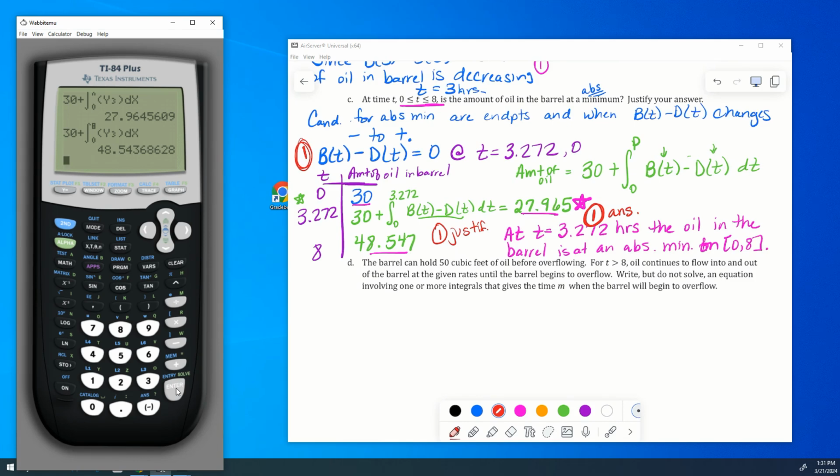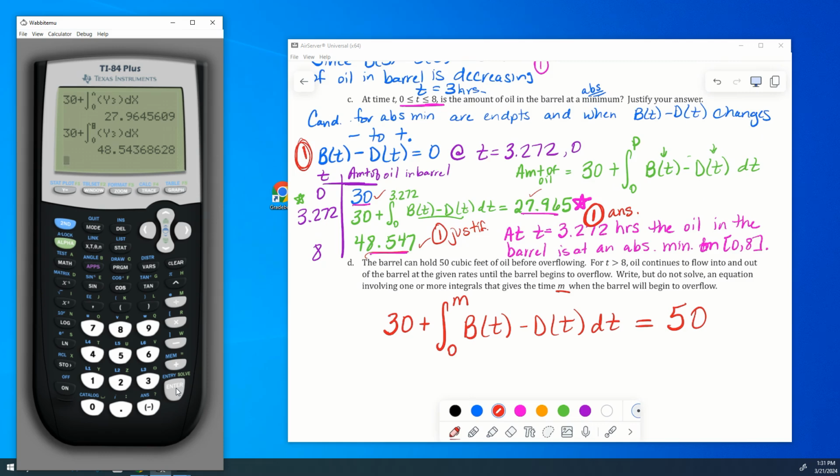Well, okay, the barrel can hold 50 cubic feet of oil. Here, I mean, the barrel has 30 cubic feet, 27, we're getting bigger, 48.5. The question is, at some time, this number is going to be bigger than 50. So I basically don't know what time that is. Now they said at what time M, it's when this value is equal to what? 50. Now that's what I would write down.